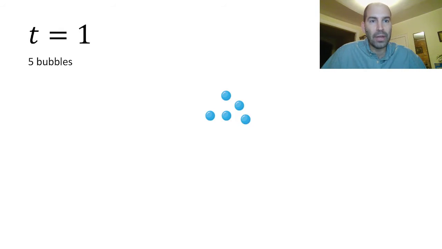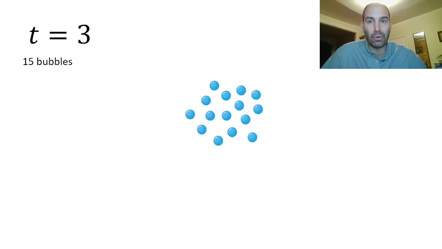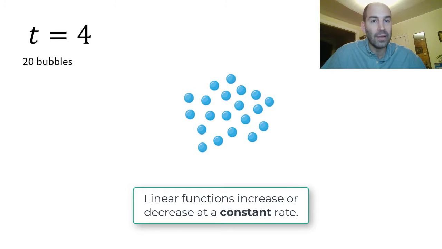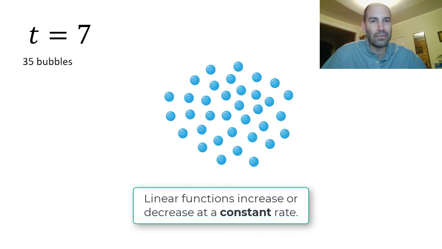And after another minute, 5 more bubbles are going to form. So now we have 10 bubbles. After another minute, 5 more bubbles are going to form. The bubbles are forming at a constant rate, 5 bubbles per minute. After 4 minutes, we have 20 bubbles. After 5 minutes, we have 25. 6 minutes, we have 30 bubbles. 7 minutes, we have 35. And you can see what's happening here. Every minute, we're adding 5 bubbles.